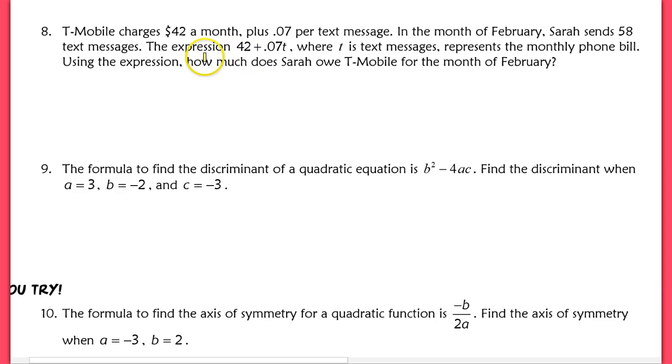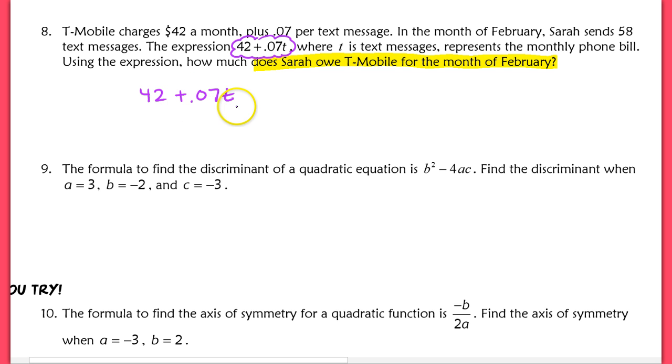Using this expression, the question is, how much does Sarah owe T-Mobile for the month of February? I know this can sound a little bit confusing because there are so many words in this, but really what you're asked to do here is take a look at the total monthly bill. Well, 42 plus 0.07T represents how much money she needs to pay. So you're going to start with this.